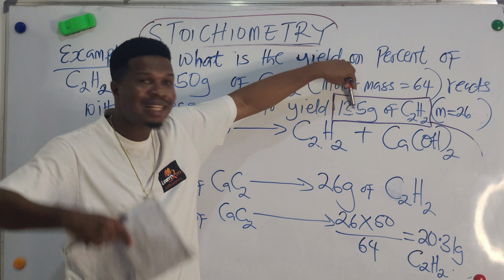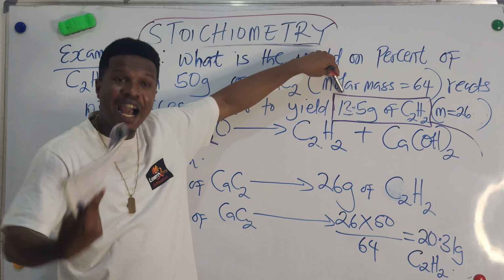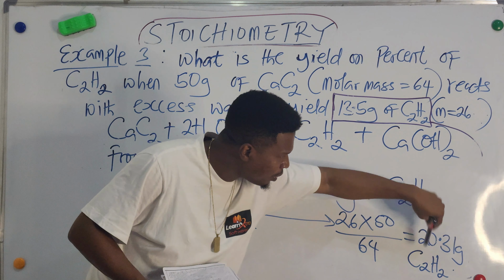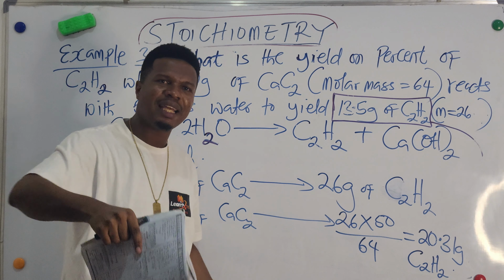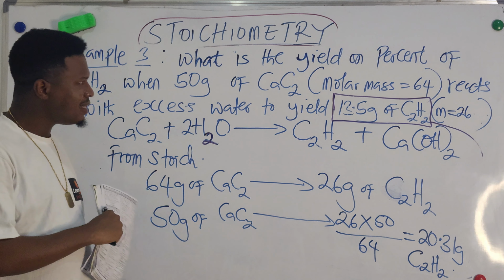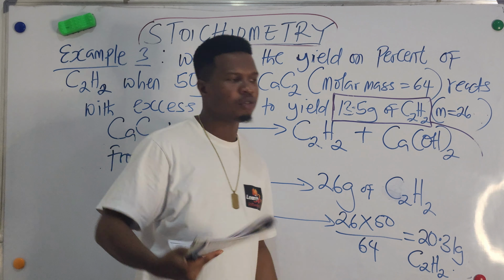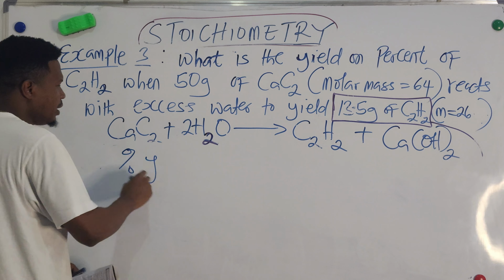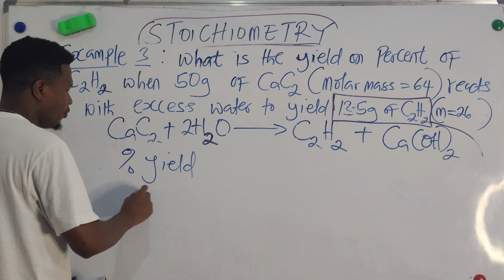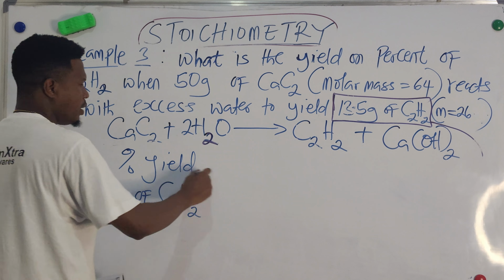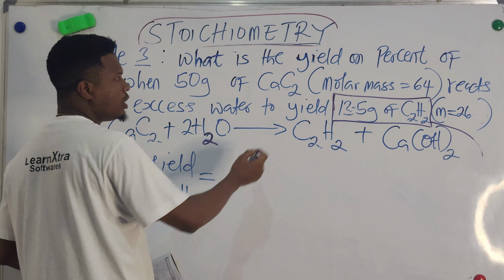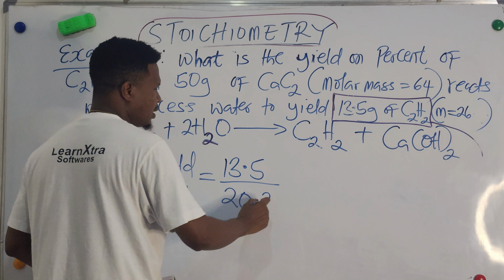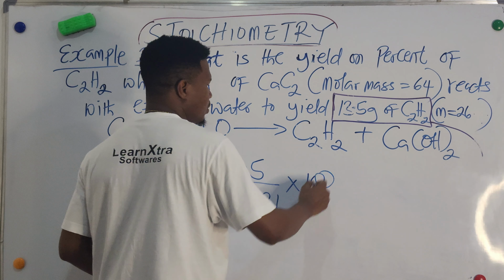If this is what was produced in the lab, experimentally, actual yield is what we got. So the percentage of this inside this whole thing here will now give us the percentage yield. So how do we now get it? It's just to divide this over this times 100. So from the problem now, we can say that percentage yield of acetylene is equal to the actual yield, which is what? 13.5 all over 20.31 times 100 over 1.